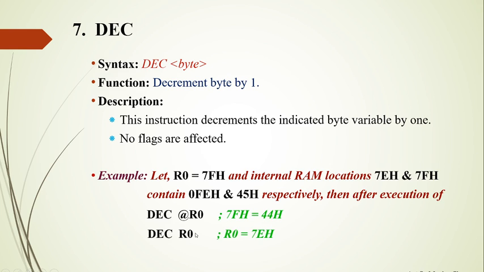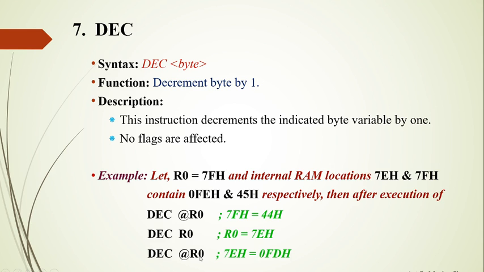Again, in this instruction, we are just decrementing the content of R0. So before execution of this instruction, the content of R0 is 7FH, and after execution of this instruction, the content of R0 will be 7EH, that is decremented by 1.